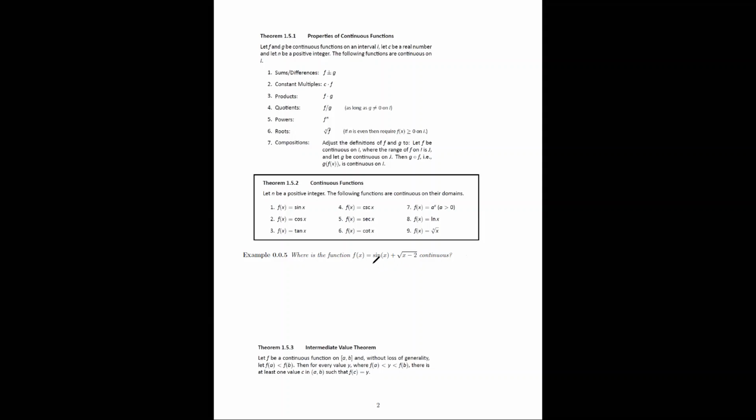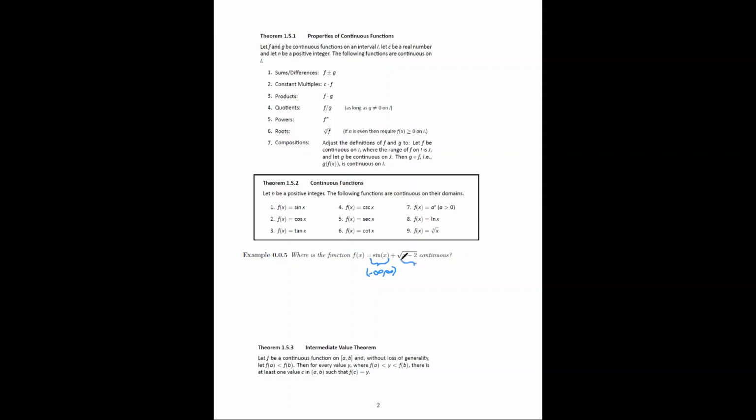So here we have this function. It looks pretty gross: sine of x plus the square root of x minus 2. You probably don't want to graph that, or at least graph it by hand, because it's a little messy, but we can still tell that it's continuous because we know that sine of x is continuous everywhere it's defined as a trig function. And in fact, sine of x is defined everywhere. So this is continuous everywhere.